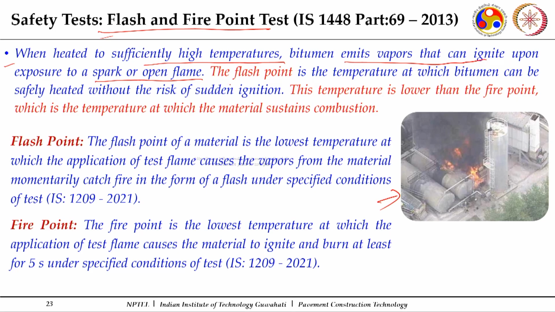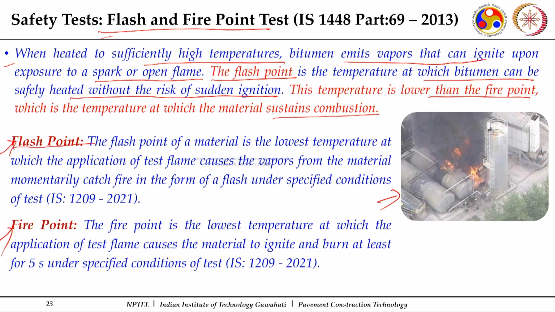One temperature referred to is the flash point, the temperature at which bitumen can be safely heated without the risk of sudden ignition, and this temperature is much lower than the fire point, where actual combustion of the material starts. So, two temperatures are referred to: flash point and fire point.